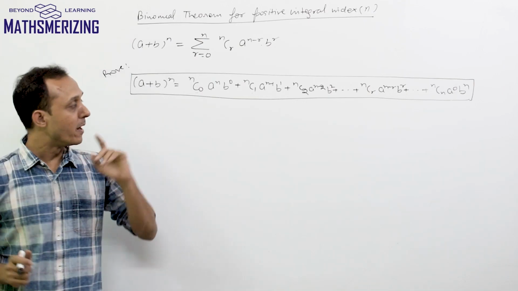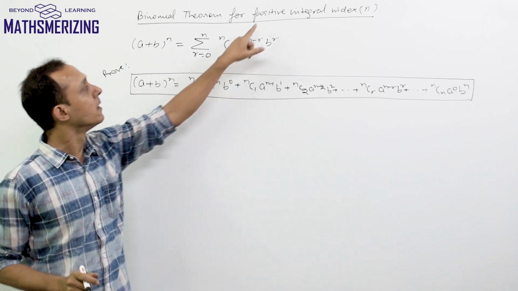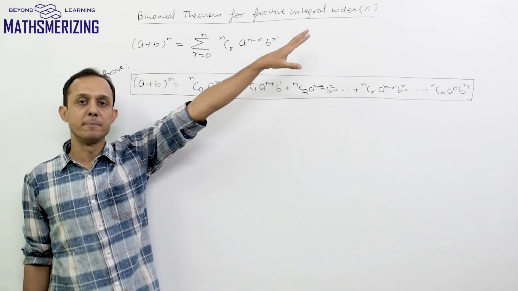Now we'll come to the proof of binomial theorem. So we need to prove binomial theorem for positive integral index, and we'll use mathematical induction.